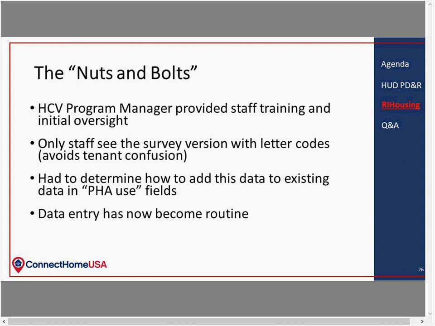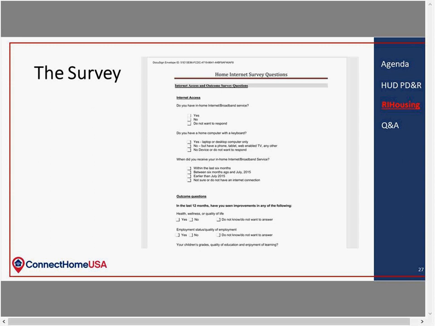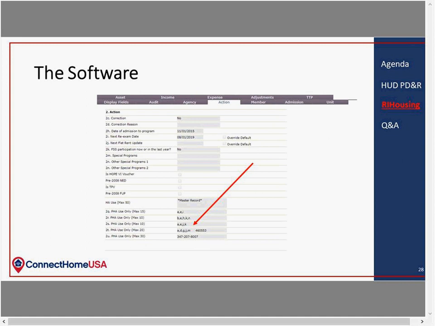So here's a little picture of what the survey looked like that our tenants see. It's just the questions that Dylan was showing you earlier. It's just the format that it comes in. I'll leave it up for a second so you can look at it. And then we enter it into our software. This is an example, part of a screenshot of a screen where we enter the 50058 information. And you can see my red arrow here where the ConnectHome data goes.